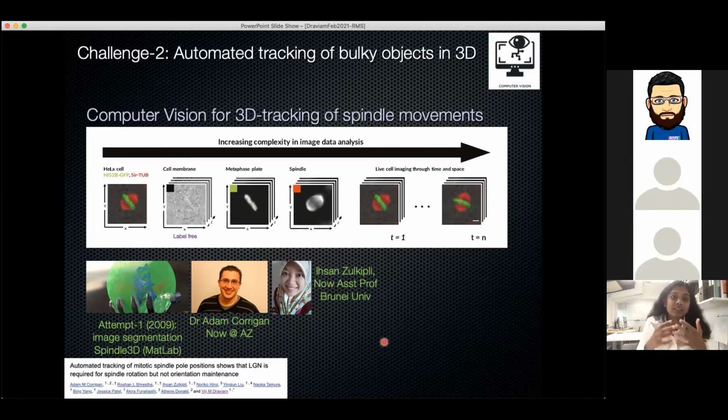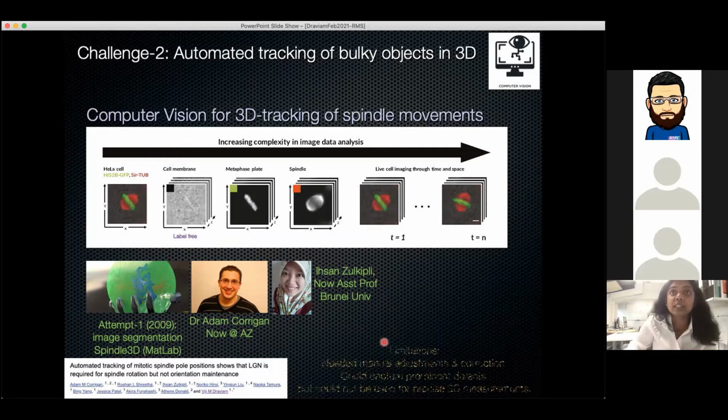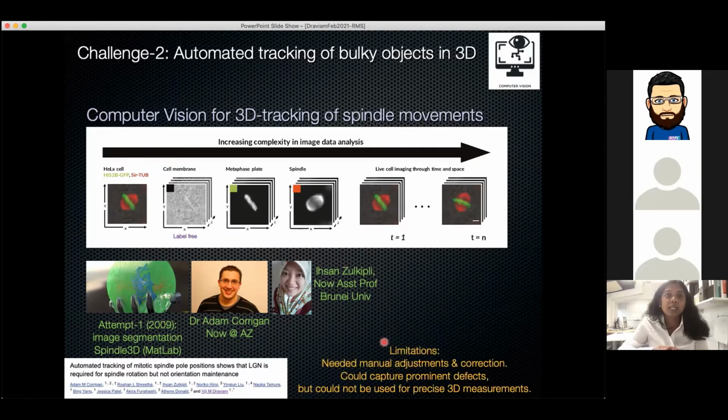It's just that the machine perceives these two positions as diametrically opposite or different, but for the human eye, we could just meet this gap. So the limitation was it needed manual adjustments. If a spindle was just 10% small, you had to immediately tell that to the computer. It could capture big changes in spindles, but when it was small changes, it struggled. It could not really say whether that was a phenotype or there was a problem in imaging.